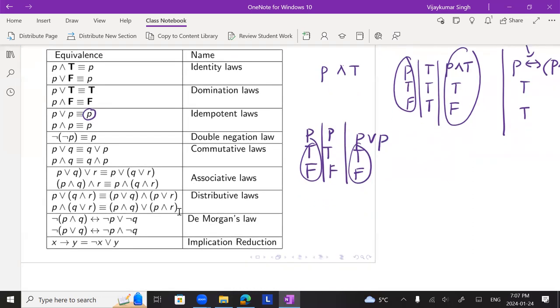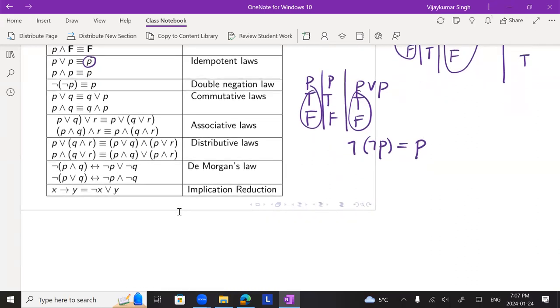Similarly, negative P, and negative of that will give you back what? P. That makes sense, right? You have negative of P. If it is true, false, it will become false, true. You do another negative, it becomes true, false.